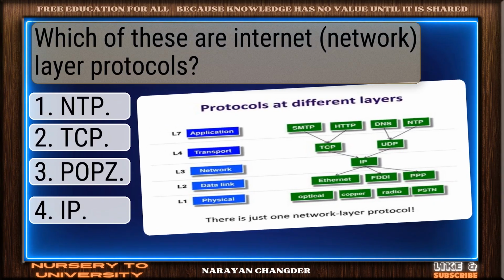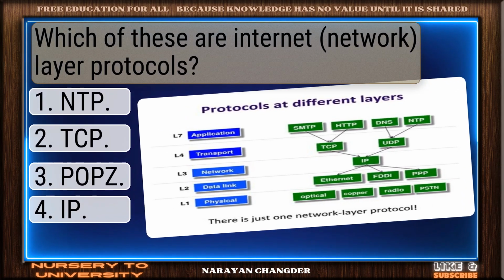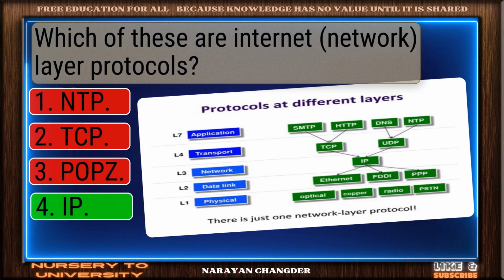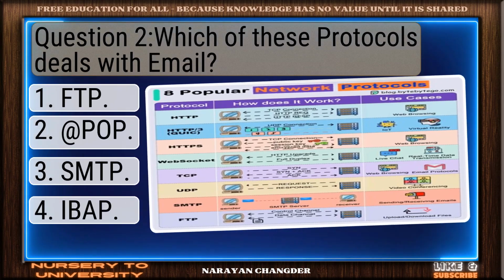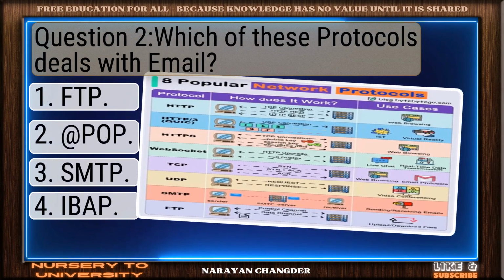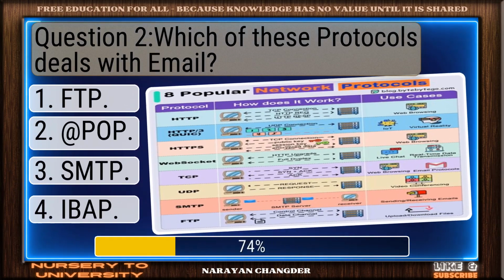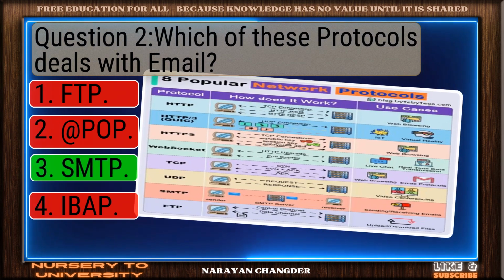Question number 19. Which of these are internet layer protocols? Good thinking. IP is the right answer. Question number 20. Which of these protocols deals with email? Solid response. SMTP is a valid choice.